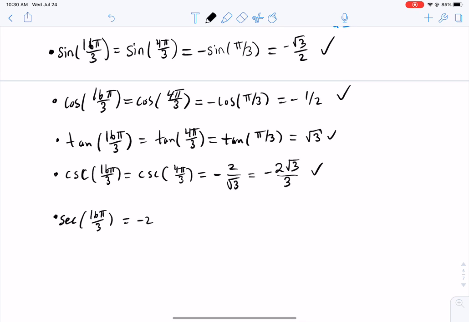So what about cotangent? It will be 1 over the square root of 3. So in this case, it will be 1 over radical 3, or you can rationalize this as radical 3 over 3. But they're all correct.